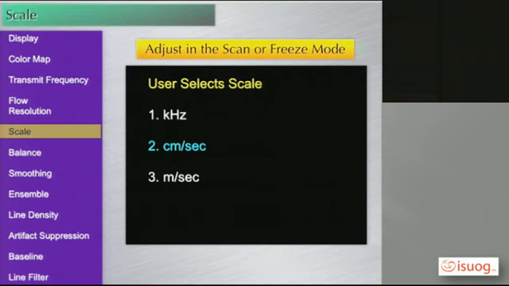This is the scale setting menu. This simply allows the examiner to display velocity as either kilohertz, centimeters per second, or meters per second. I prefer centimeters per second.